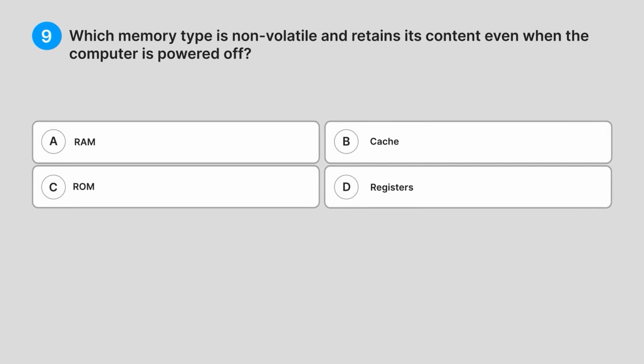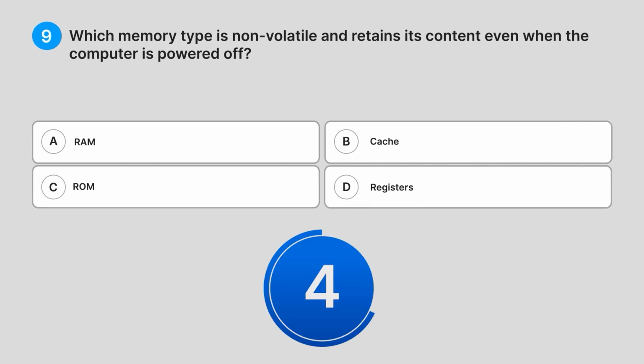9. Which memory type is non-volatile and retains its content even when the computer is powered off? A. RAM. B. Cache. C. ROM. D. Registers. Can you guess the answer?